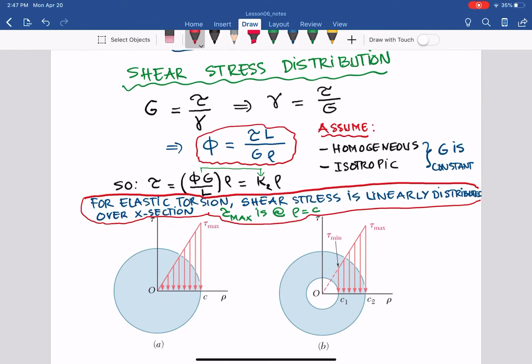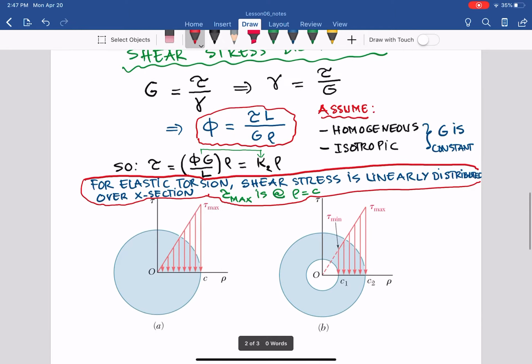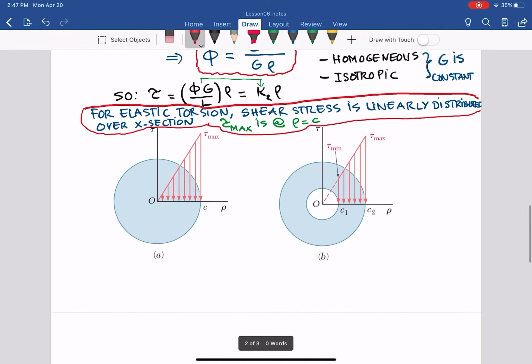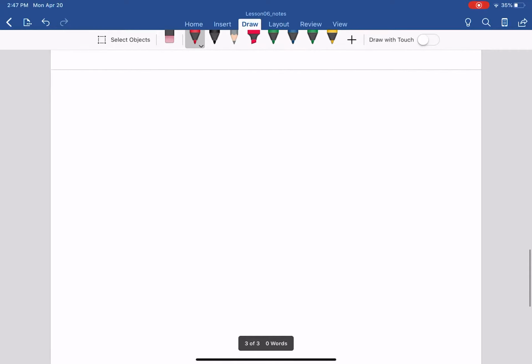Let's continue with the torsion. In this portion, we want to find out the relationship between the torsion or torque with the angle of twist and the shear stress. And with that, we go to the torque.